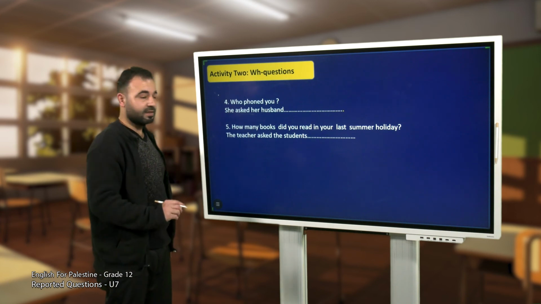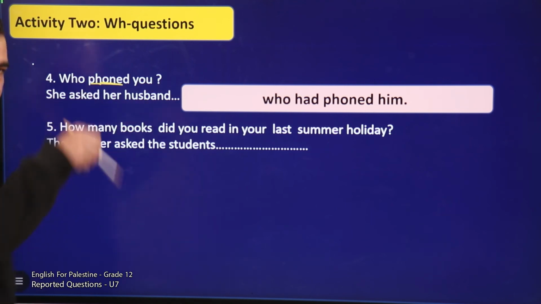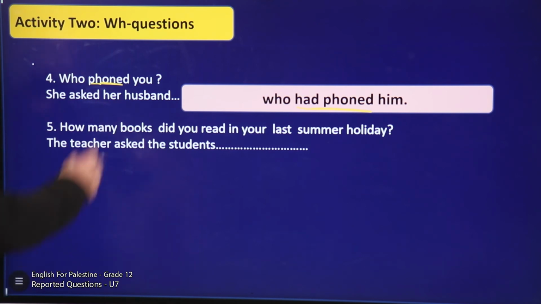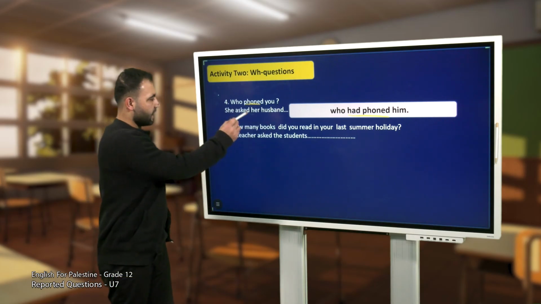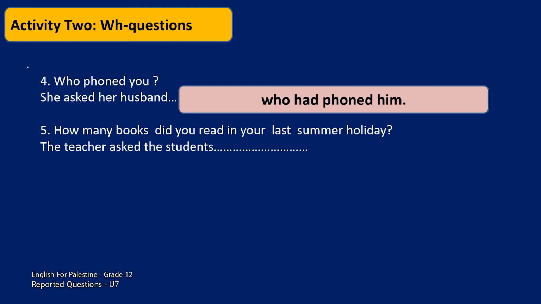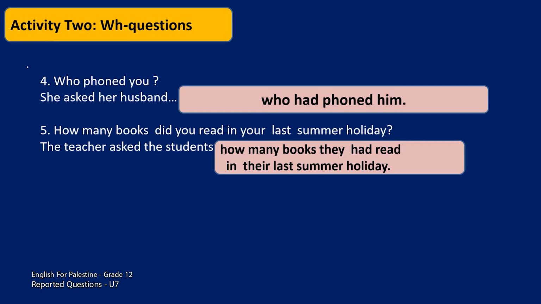Let's do it together. Yes. Who phoned? Past simple. Had phoned. Past perfect. And you, it is turned to him because she is asking her husband. She asked her husband who had phoned him. Number 5. How many books did you read in your last summer holiday? The teacher asked the students how many books they had read in their last summer holiday.